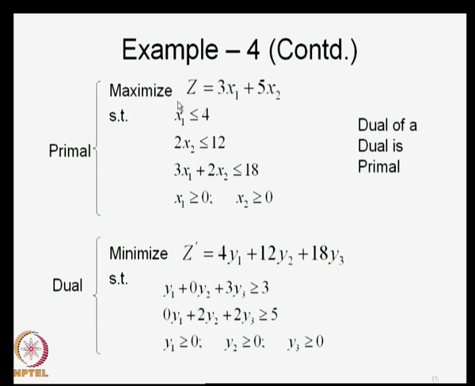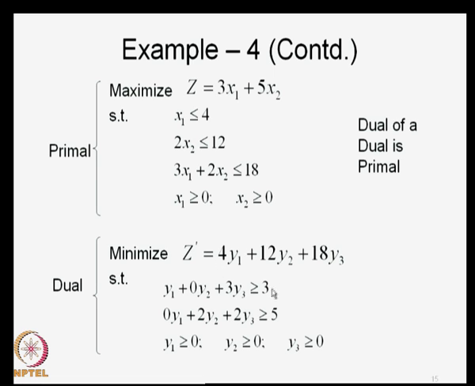So, we will just summarize this for the example. Maximize 3 x 1 plus 5 x 2 subject to all these constraints. This was your original problem, which is a primal problem, that we converted into the dual problem, which turns out to be this particular problem, minimize z dash is equal to, etcetera.